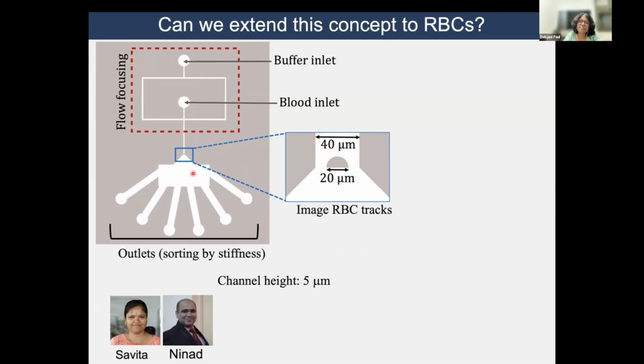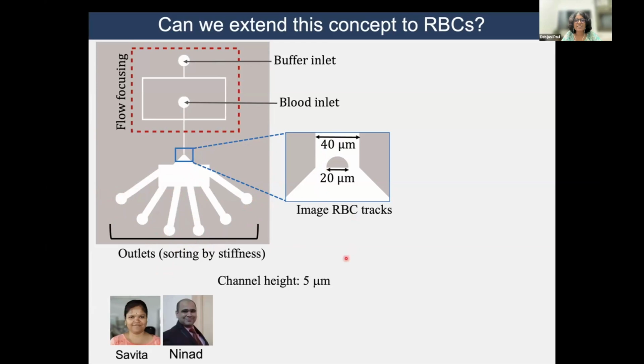Once they leave this region, there are a bunch of outlets. So you can sort RBC fractions by deformability in these outlets. These would be the softer ones, and the ones at the edge would be the stiffer ones. The entire microfluidic device height is 5 micron to ensure that the RBCs do not flip on their side when they go here, but all remain on their faces.